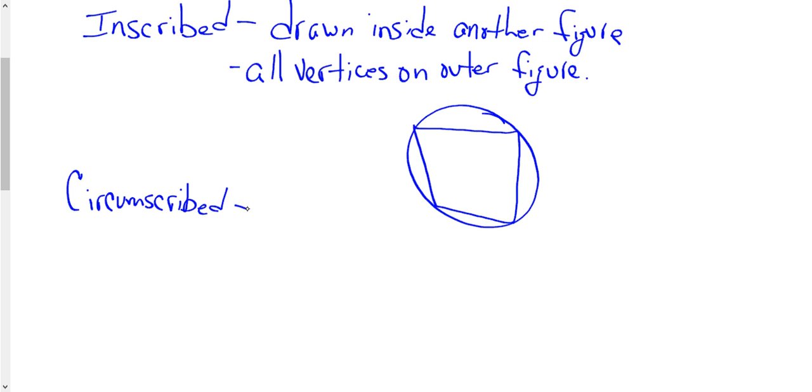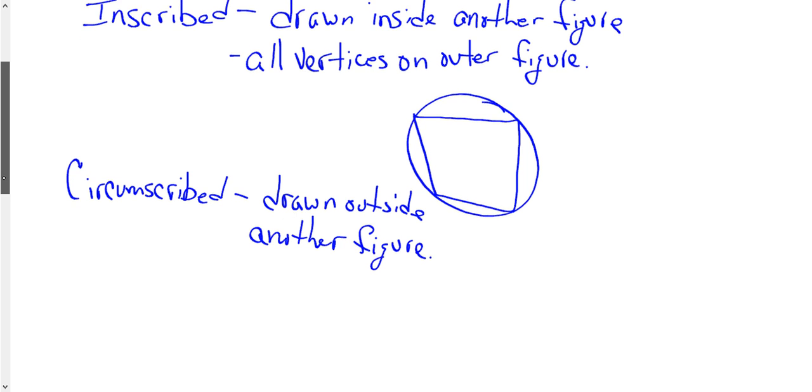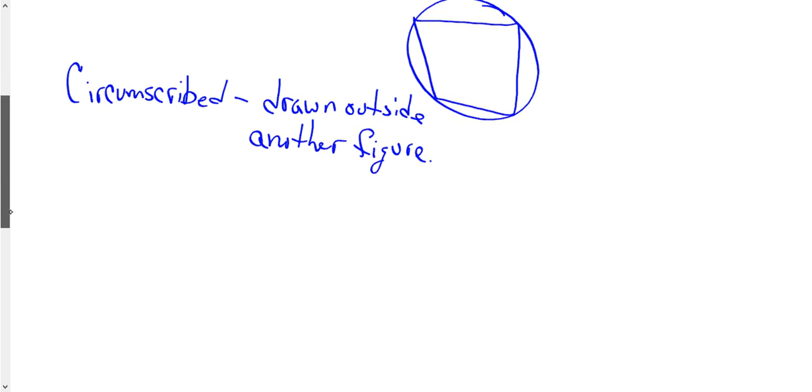So that just means drawn outside another figure. Like the prefix circum based on circle, right? To circumnavigate the globe means to go all the way around it, right? To circumvent the rules means to go around the rules, okay? Circum, right? I think you probably know what the other one means, but that's not what we're talking about, okay? All right, so that's those two terms.